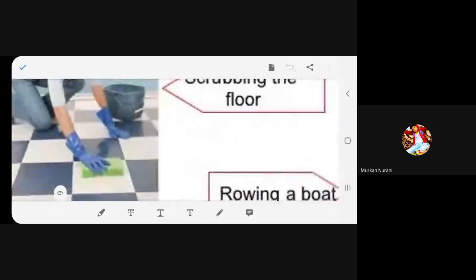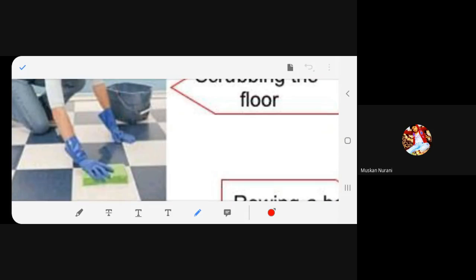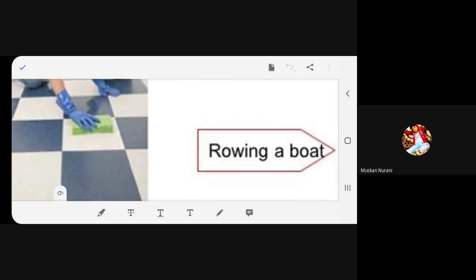Now you can see scrubbing the floor. So it is like pull and then she gets it back. So this is a pull and push activity, isn't it? Pull and push. So you push the scrubber and then you get it back. So what is this called? Pushing and pulling. Is it okay? This is scrubbing the floor.